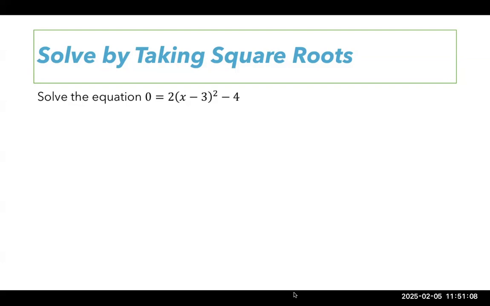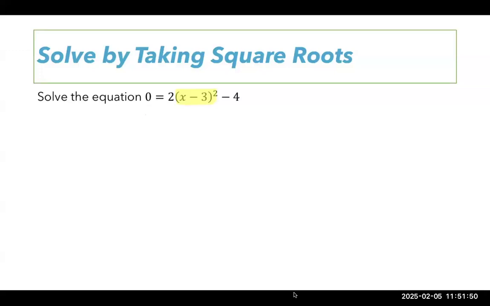This is a method you would use if you have an equation that looks like a vertex form, where you have a quantity squared, or if you only have an x squared term and no x term. For this method, the first thing we want to do is isolate this squared term. This is what we want to take the square root of. So anything else that is on the same side of the equation, we want to move over to the other side first using our order of operations.